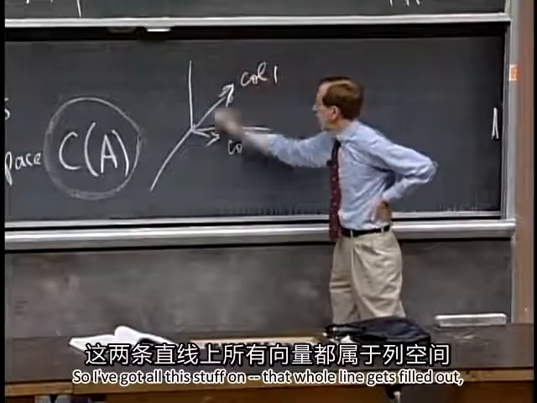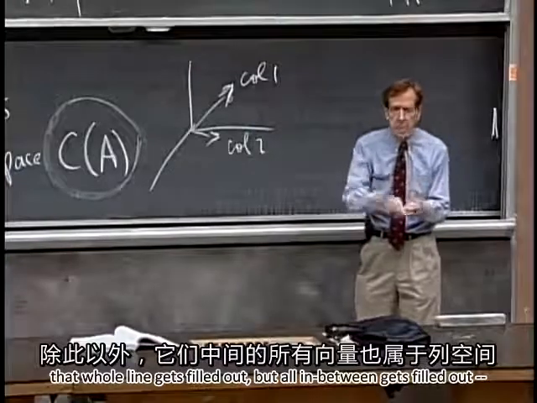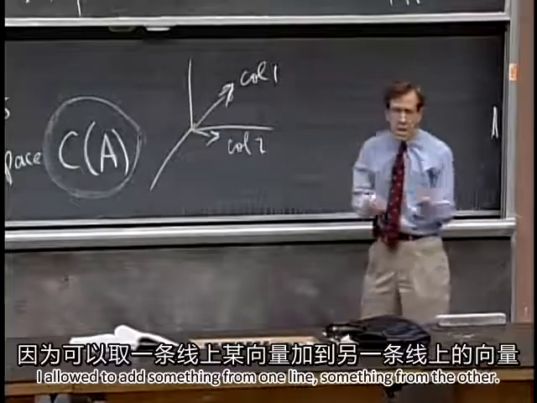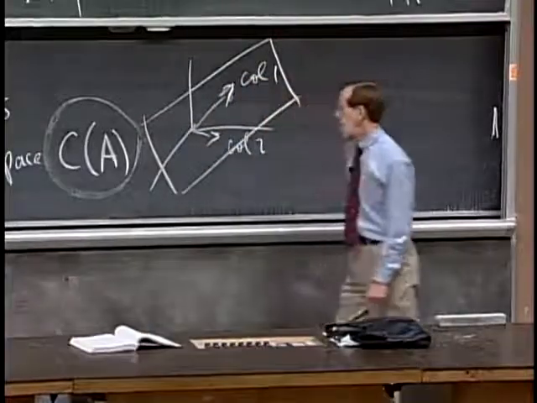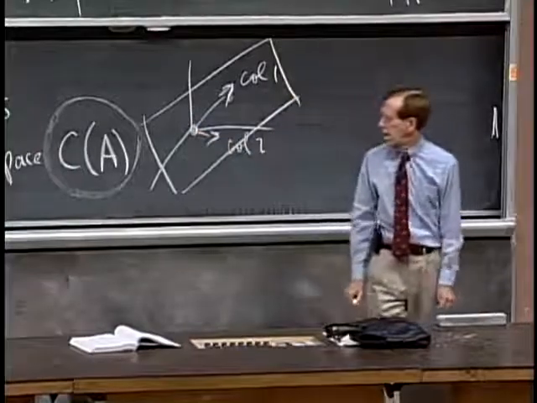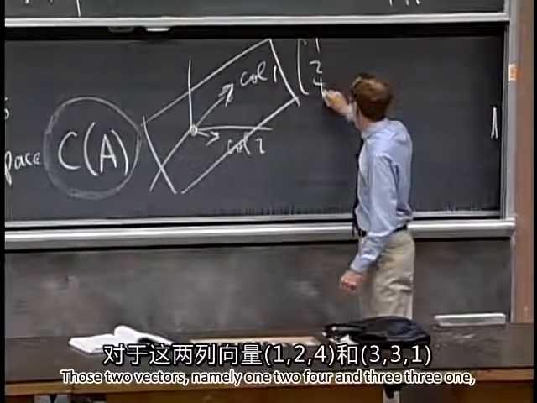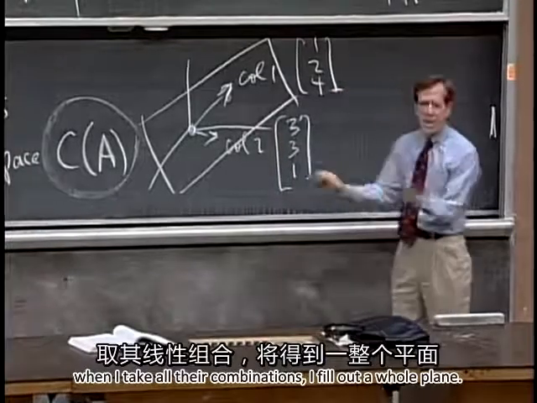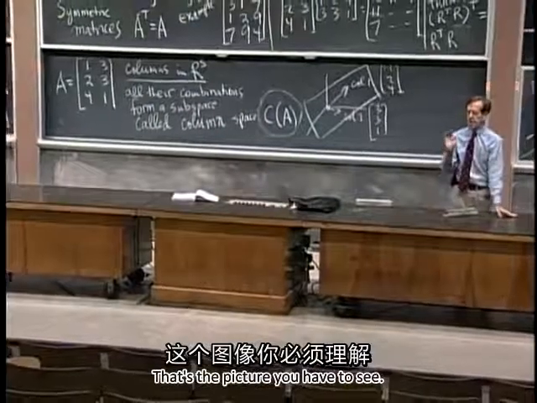I get that whole line filled out, that whole line filled out, but all in between gets filled out between the two lines because I'm allowed to add something from one line, something from the other. You see what's coming? I'm getting a plane. And it's through the origin. Those two vectors, namely 1, 2, 4 and 3, 3, 1, when I take all their combinations, I fill out a whole plane. Please think about that. That's the picture you have to see.